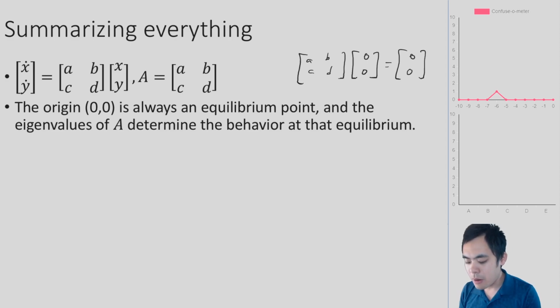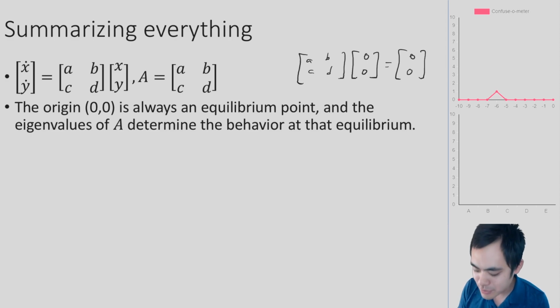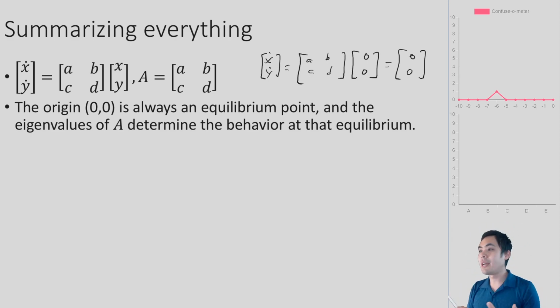Oh, sorry. I am messing things up. But in this particular case, it is always an equilibrium point because it is not going to change at all. The amount that it's changing along the x-axis or the y-axis for the origin point is always going to be equal to 0.